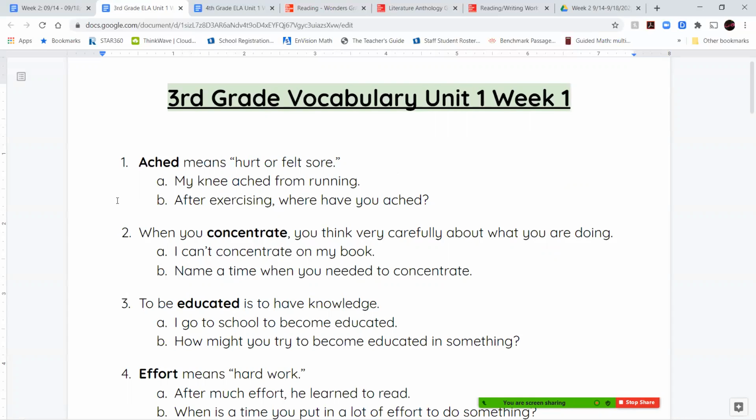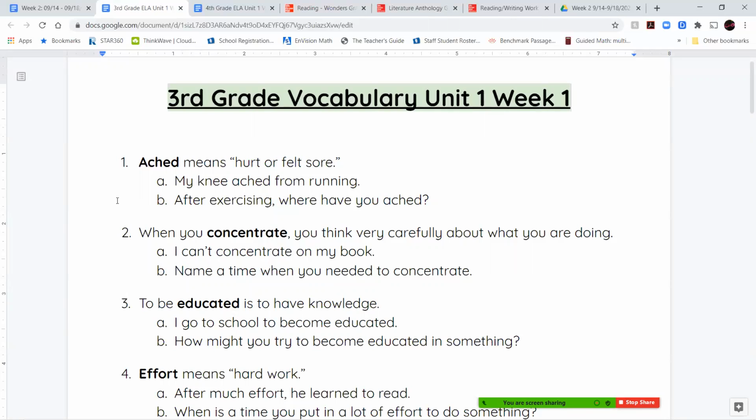The second vocabulary word is the word concentrate. So when you concentrate, you're thinking very carefully about what you're doing. You're focusing on that thing. An example sentence is, I can't concentrate on my book because maybe there's too much noise around me, or maybe someone is running around close by and it's a distraction.